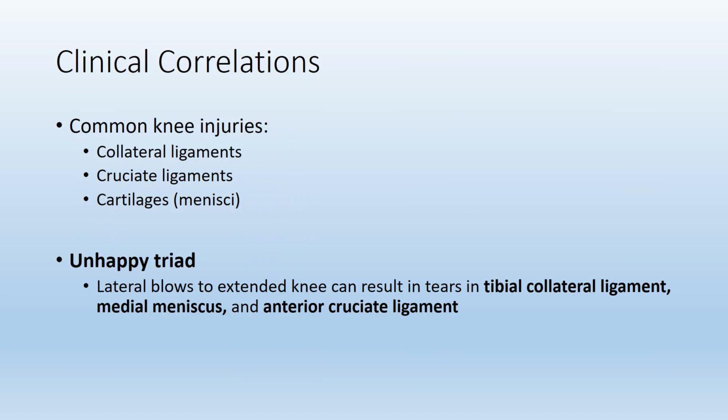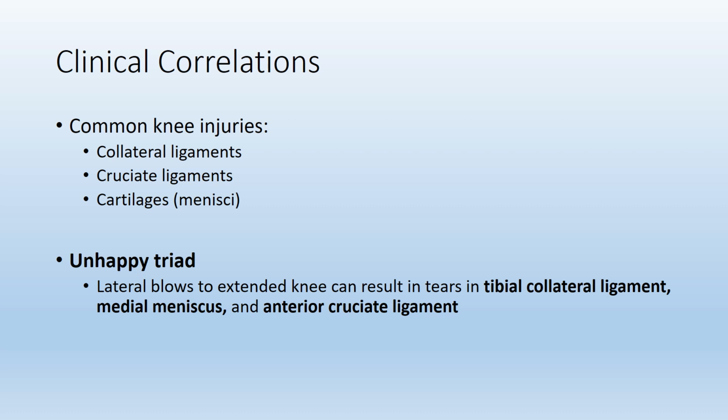It is most likely that you or someone that you know of has had a knee injury. Oftentimes, these ligaments that we've been discussing, like the collateral ligaments and the cruciate ligaments, are torn or they have minor tears in them. The menisci, or those little rings of fibrocartilage, are also susceptible to injury as well. But when looking at clinical correlations, the one that you absolutely need to know is called the unhappy triad.